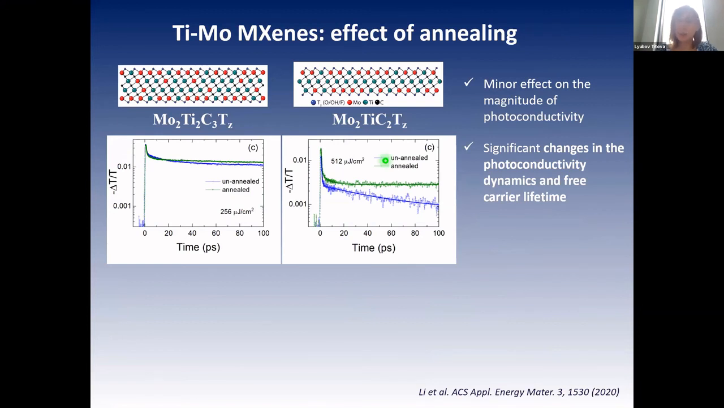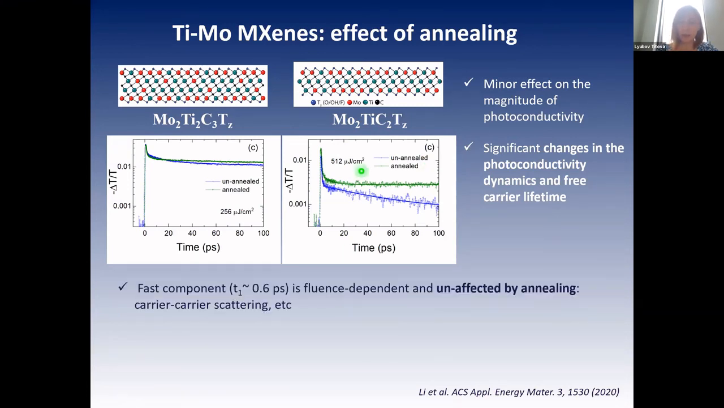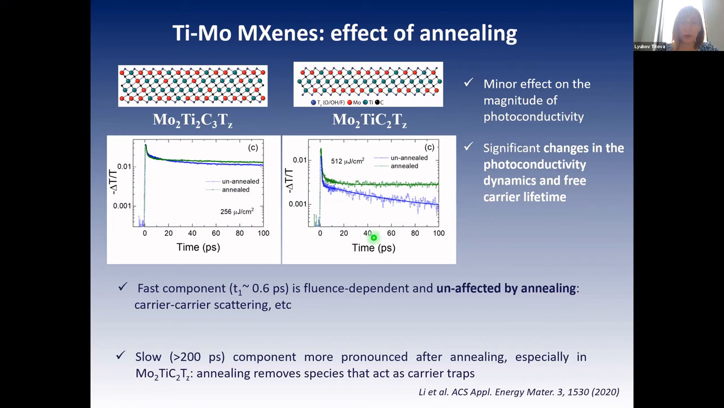What annealing did do was significantly change their photoconductivity dynamics. We can see it especially here for molybdenum 2 titanium carbide 2. We see that their lifetime, especially over the long time scale, improves dramatically, right? So what we believe the slow component is due to is the trapping of those carriers in some defect trap states. And we believe that annealing removes some of the species that act as traps.